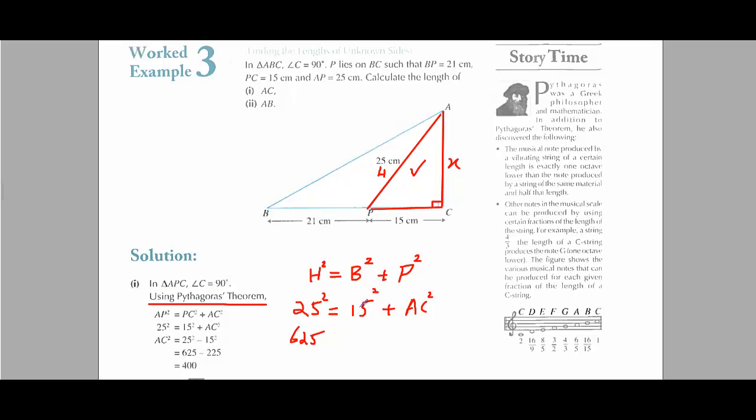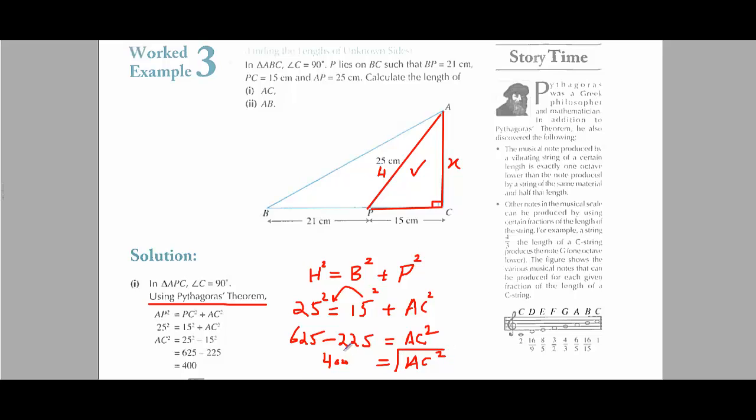And 15 square will come over here. It will become minus 225. And it is AC square. AC square, and what is the result? 400. AC square is 400. And I will take now square root on both sides.